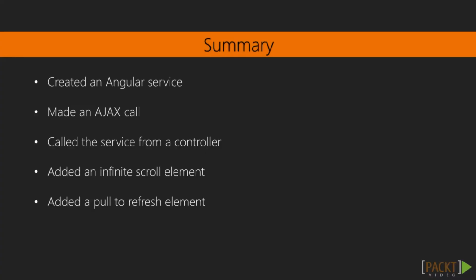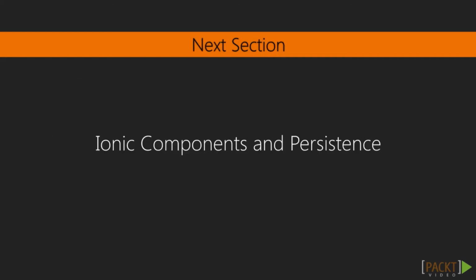Congratulations, we have now completed Section 3. In this section, we saw how to make an Ajax request for data. In particular, we created an Angular service and made an Ajax call. We also added dynamic elements like infinite scroll and pull to refresh. In the next section, we will look at Ionic components and persistence.